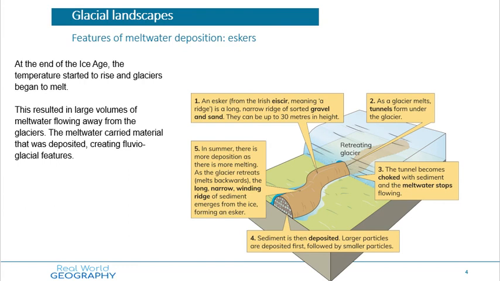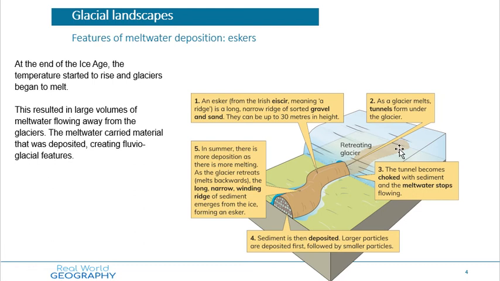So guys, we're now going to move on to two features of meltwater deposition. We're going to look at the one in front of us in detail, and then we're going to have a quick, brief look at the next one. The one in front of us is called an esker. If you look at the yellow box here, esker comes from the Irish word eiscir, which means a ridge.